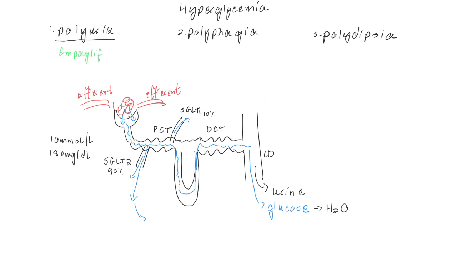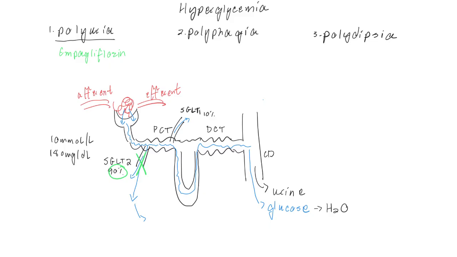Empagliflozin. Okay, so we know glucose goes into the filtrate. It gets reabsorbed using these SGLT2 transporters. Empagliflozin blocks these transporters. It only blocks SGLT2. I shouldn't say only, because SGLT2 is responsible for 90% of the glucose getting pulled back.